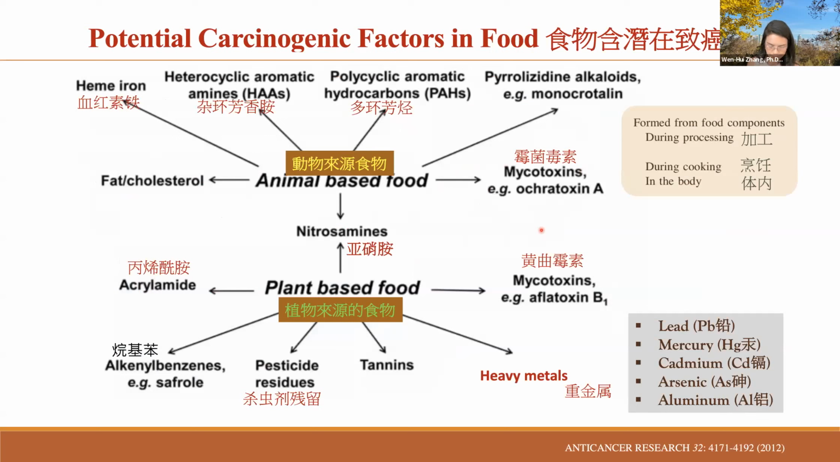Now let's look at carcinogens in food. The carcinogens in food can be formed during processing or during cooking, and can also be formed in our body. And the animal-sourced carcinogens include heme iron, heterocyclic aromatic amines, and polycyclic aromatic hydrocarbons. So these two are the most common, PAHs, HCAs.